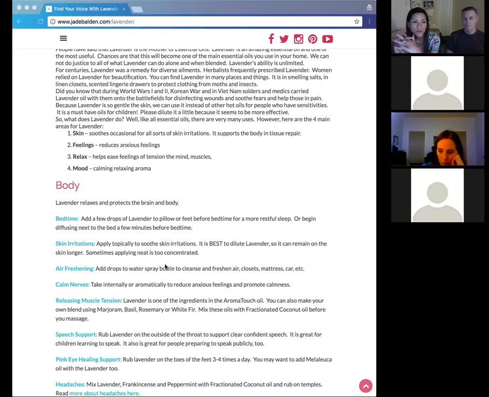So four main things. If you think about lavender, I'm just going to narrow it down for people, but just remember that it does so much. So for skin, of course, for feelings, for relaxing, and for just changing your moods.